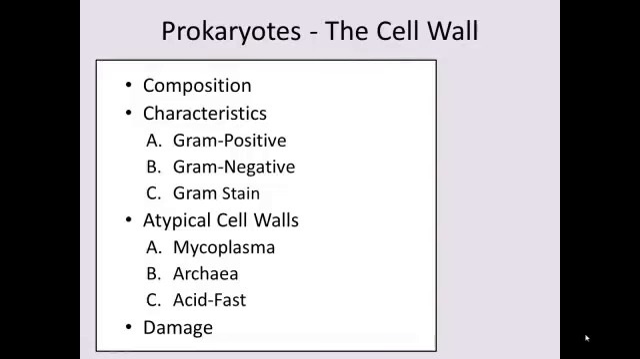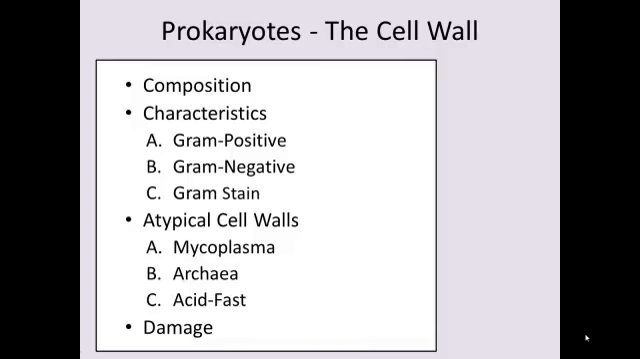In this section, we're going to talk about the cell wall of prokaryotes, specifically bacteria. We're going to talk about what they're composed of, the characteristics of gram-positive and gram-negative cell walls, and why the gram stain works the way that it does. We're going to talk about atypical cell walls, specifically those of mycoplasma, archaea, and acid-fast bacteria.